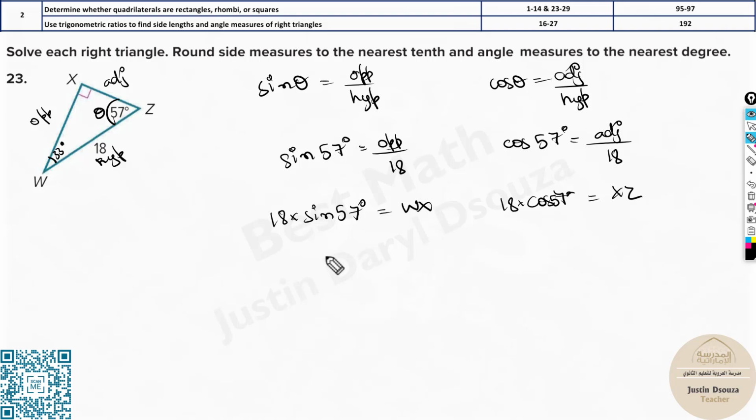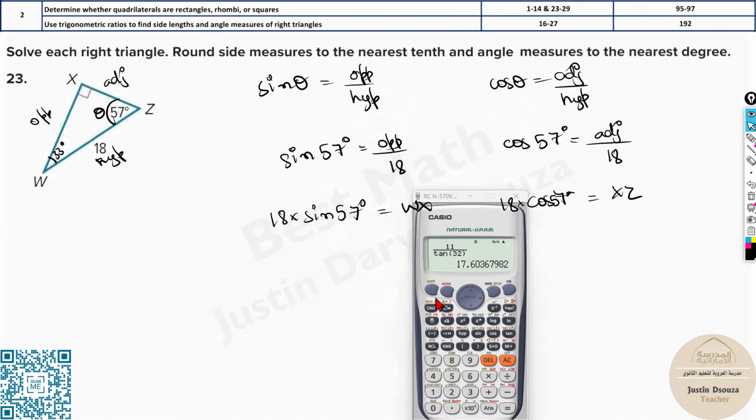So now all you do is put it in the calculator and get the answers. Here it's 18 times sine 57 degrees. Close the bracket. The answer is 15.1. Nearest tenth, it will be 15.1. And over here, all you do is just change this to cosine, and it's 9.8.